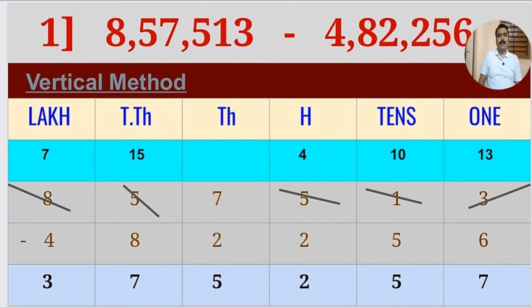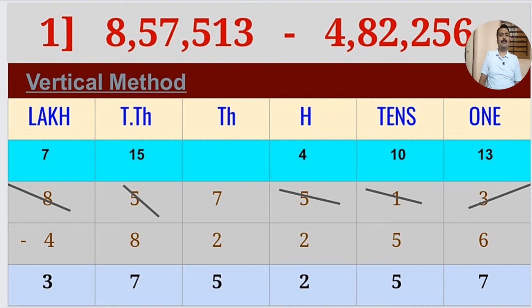After that, at lakh place column, if you observe, instead of 8, there I am writing 7. Now one carry is less from 8. So instead of 8, there is 7 remaining now. It is the reason. So 7 minus 4 we have to subtract. That is the last subtraction here. So 7 minus 4, we get the answer as 3.